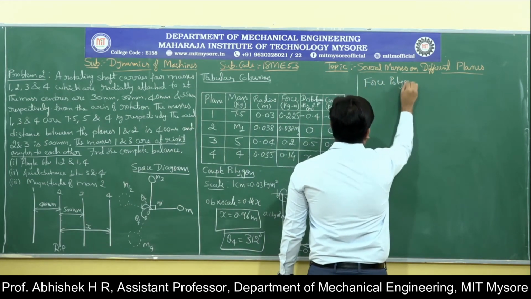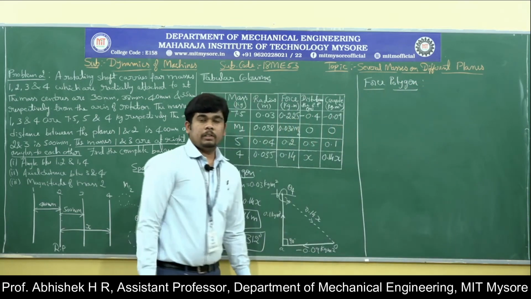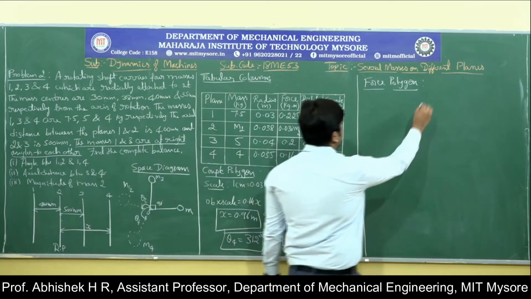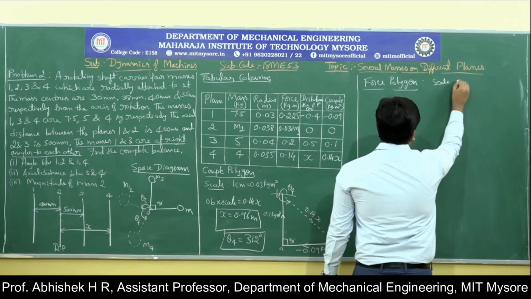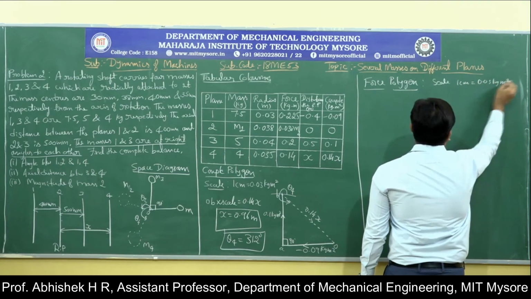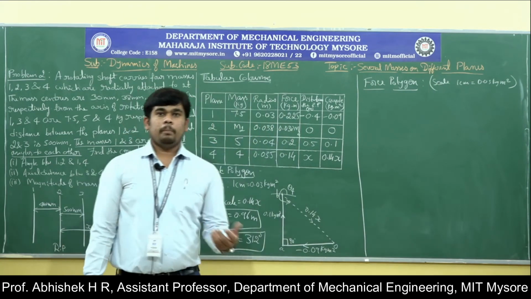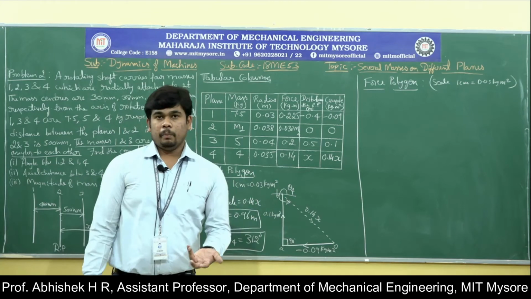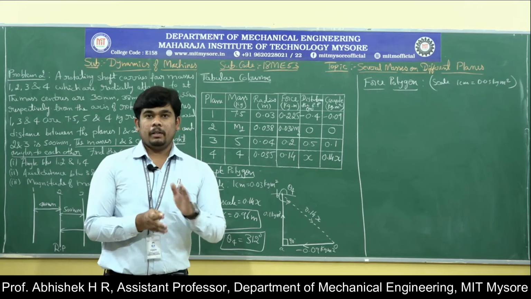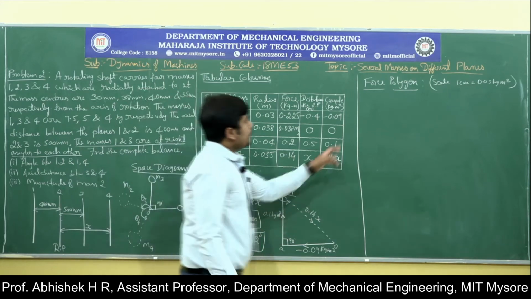Force polygon. For this also you need to take the same scale, 1 centimeter equal to 0.03 kg meter square. Dear students, I am just doing the problems on board to explain to you, but when you are doing it, take a proper scale reading and measure the proper distance and also measure the correct angle.